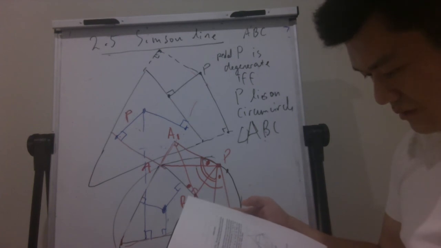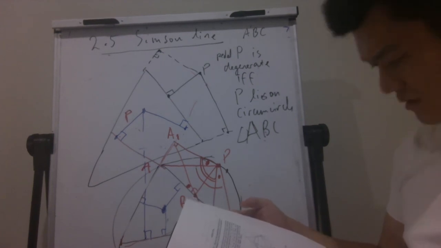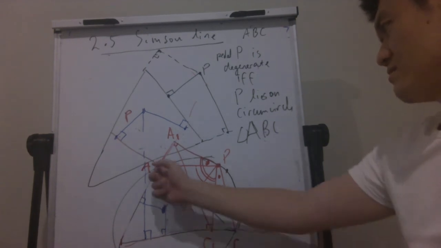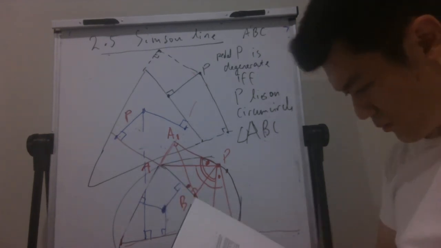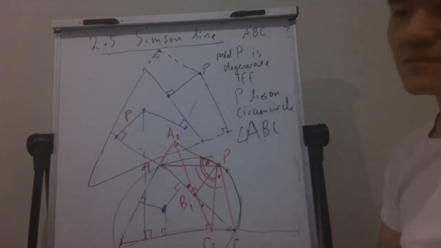Alright, maybe I'll start with an easy one. What point on the circle has CA as its Simpson line? What's CA? It's the side of the triangle. What point on the circle has CA as its Simpson line? I still need to look at the Simson line stuff.